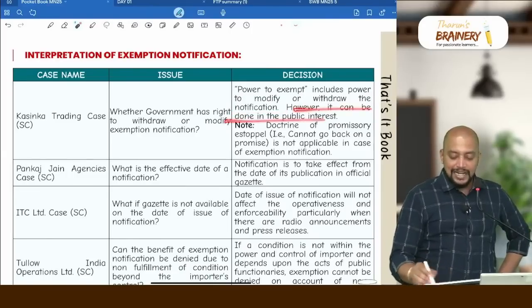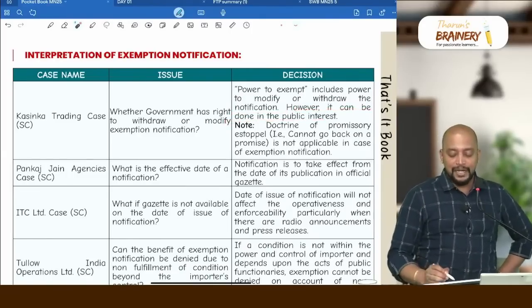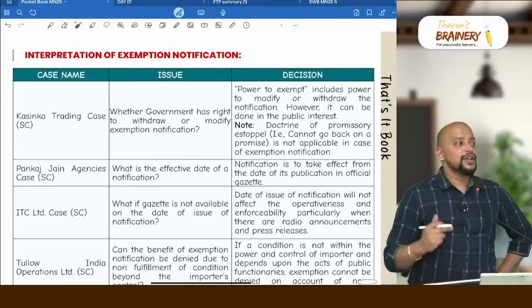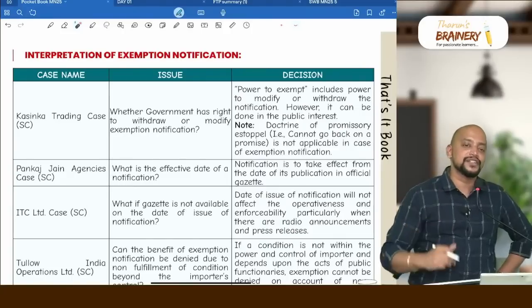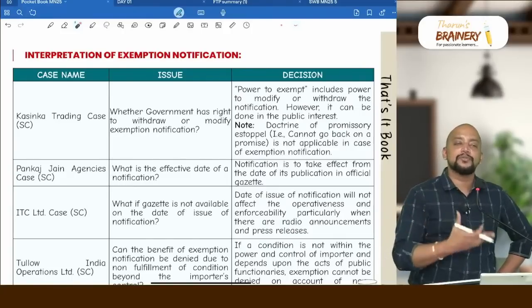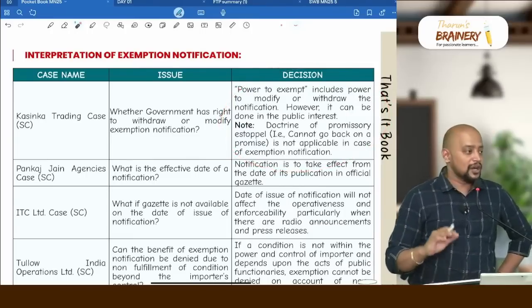However, it can be done in public interest, but you cannot invoke the doctrine of promissory estoppel in case of an exemption notification. You cannot say that if you gave an exemption, it's a promise. Where in law is it given that an exemption notification is a promise? Many promises, election promises themselves, they are not keeping. So therefore, an exemption notification and all cannot be called a promise.